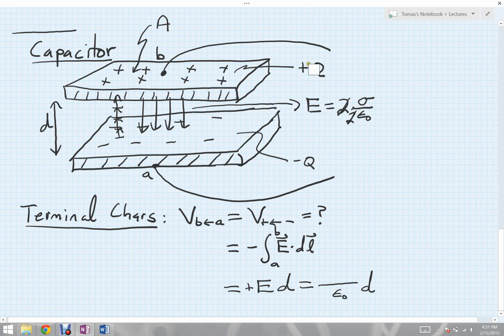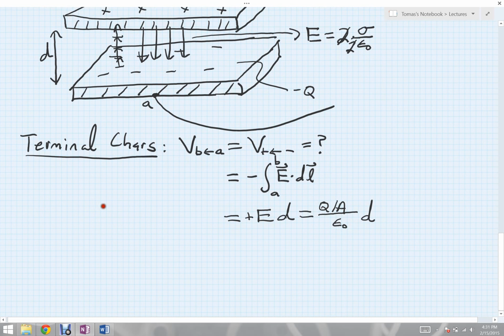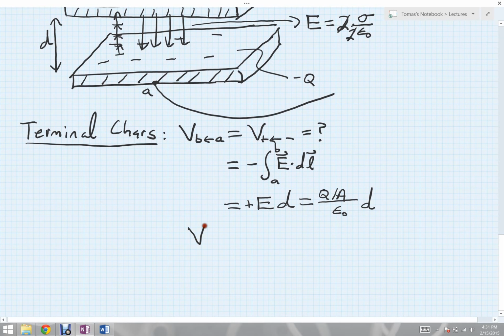However, we know the total charge from our terminal characteristic. We know the total charge Q. We know the area of the plate, and sigma then is just charge Q per unit area. So our final result for this terminal characteristic is that this upstream voltage across the capacitor from the minus to the plus terminals has the value of here.